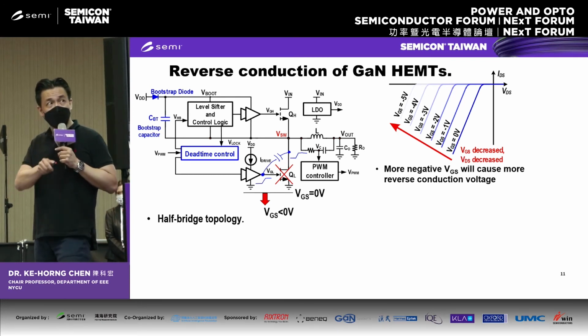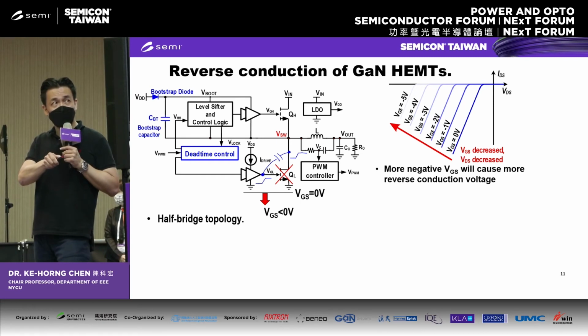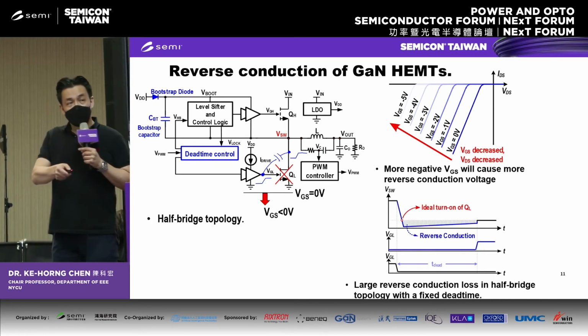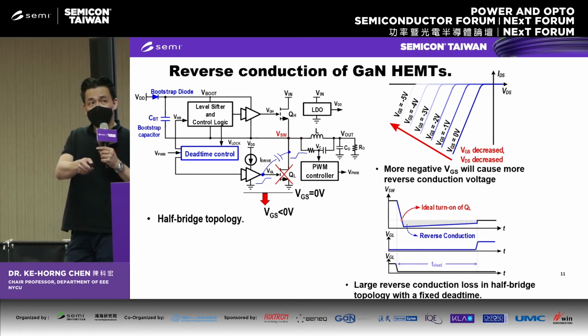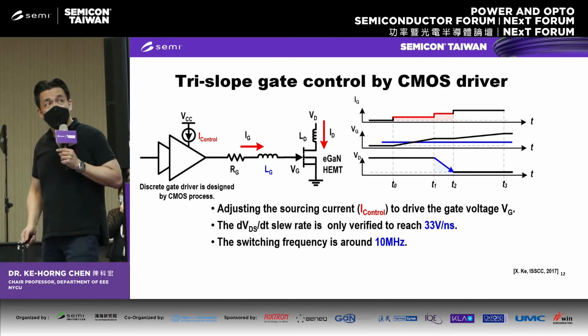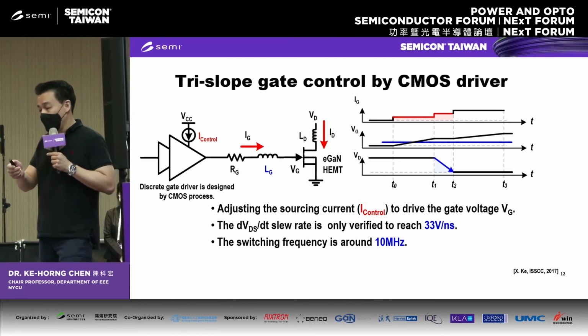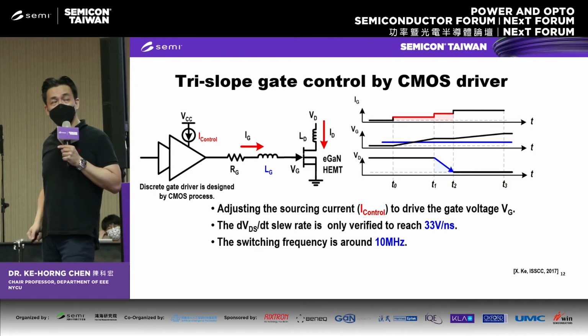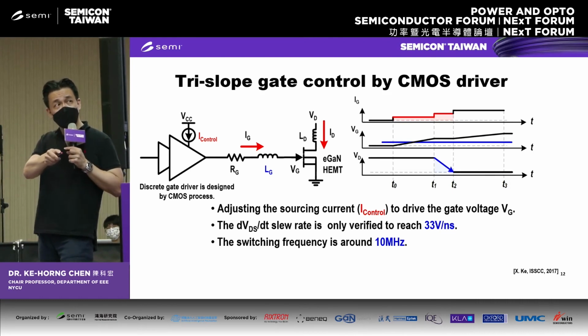On the other hand, there is another defect, that if we have a more negative voltage at VSW, it will cause the voltage stress higher than 6 volt. It means that the device will be damaged. So you can see the reverse conduction loss is very high. So the solution for the gate driver is to control the gate driver current. For the discrete solution, we can change the current to drive the gate of the GaN. For the gate drive current, we need to know the threshold voltage of the eGaN.